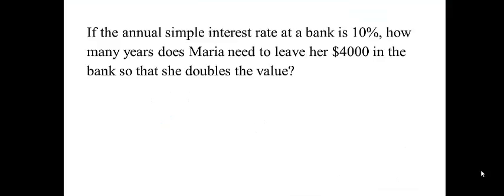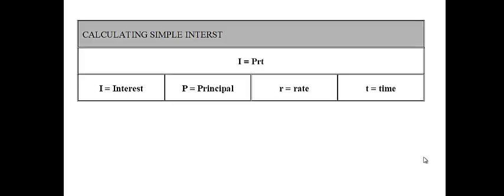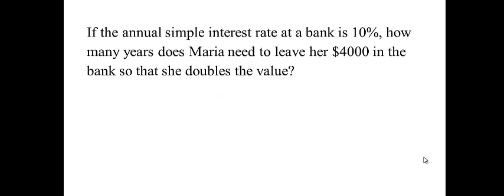Let's look at the question. If the annual simple interest rate at a bank is 10%, how many years does Maria need to leave her $4,000 in the bank so that she doubles the value? Since we're talking about a simple interest rate at a bank, we need to use our simple interest formula, which is I equals PRT, I being interest, P being the principal, or what we start with, R is the rate, and T is time.